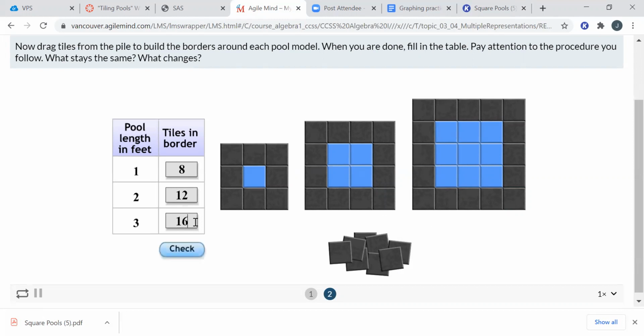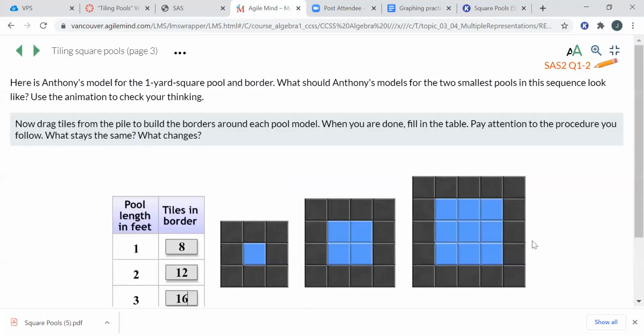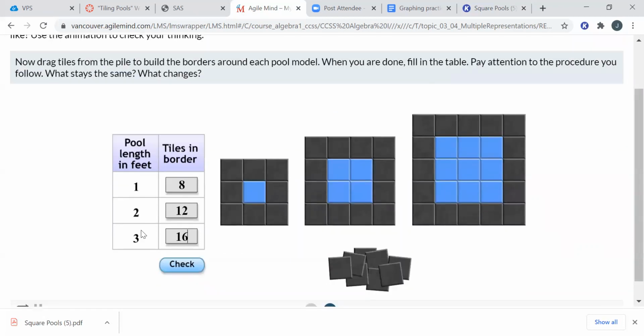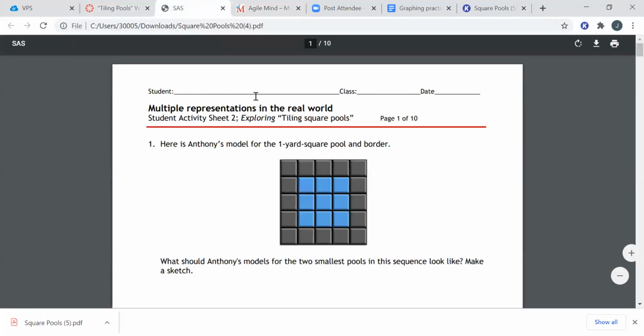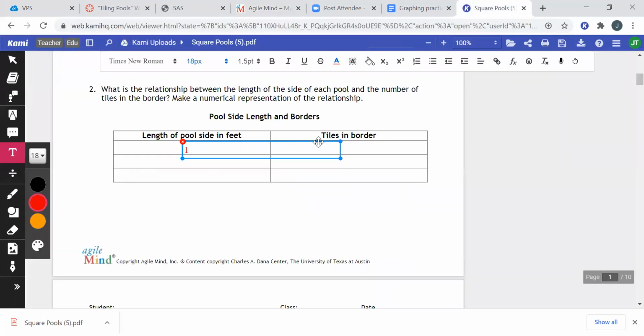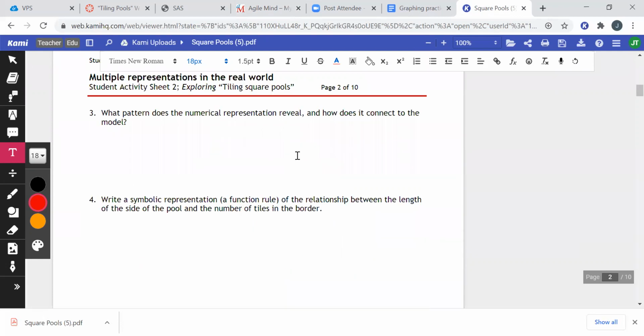So if there's 1 foot on each side of the pool, it takes 8 one-foot-long tiles to go around the whole thing, including the corners. 2 takes 12. 3 feet on each side takes 16 tiles to go around the outside. Not exactly what you would guess off the top of your head, and that's kind of the fun of it. So I'm putting this table into my assignment because that's what we're doing here. I say 1 requires 8 tiles. 2 required 12 tiles. 3 required 16 tiles. Hopefully that makes sense and it's really simple.